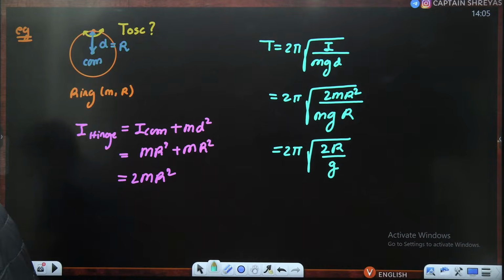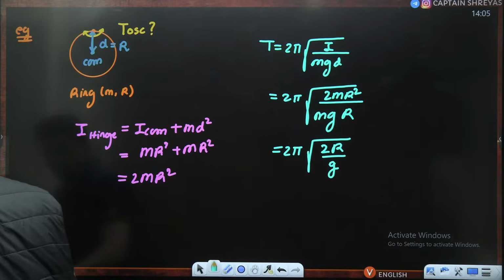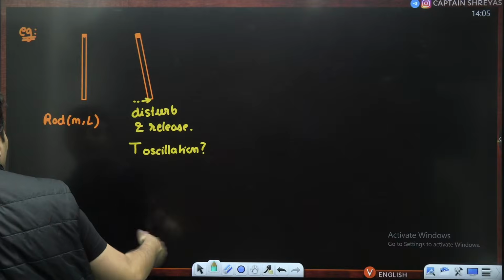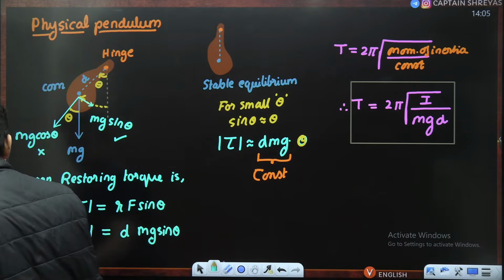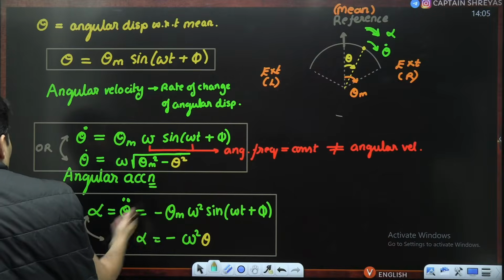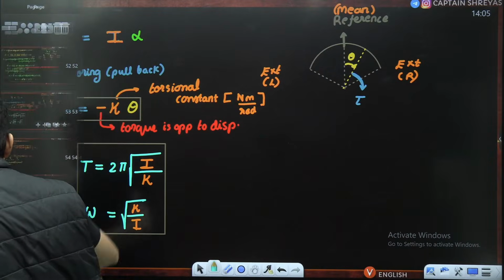Is this absolutely clear, my dear students? How do you solve the questions on physical pendulum now? Okay, all these are examples of physical pendulum. I've already shown you how to solve torsional pendulum using these formulas to find the time period.